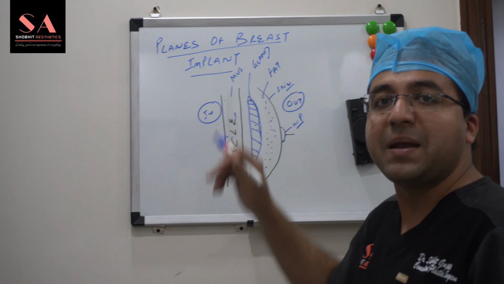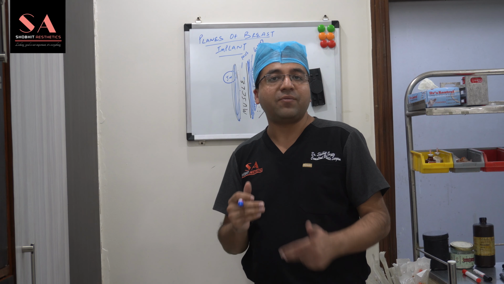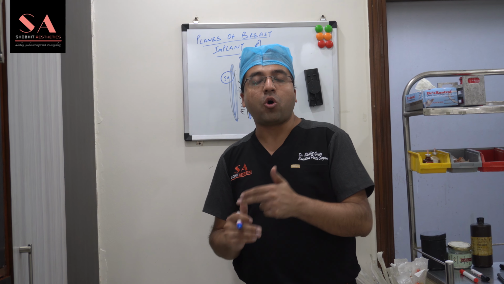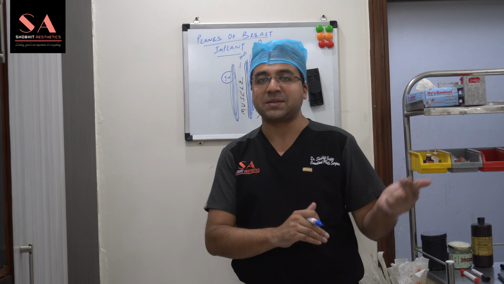There are two main planes of application of the implant. One is below the gland and one is below the muscle. Below the gland means it is the subglandular plane, and below the muscle is the subpectoral plane. So these are the two main areas of breast implant placement: the subglandular and the submuscular. Either we place the implant below the gland or we can place it below the muscle.